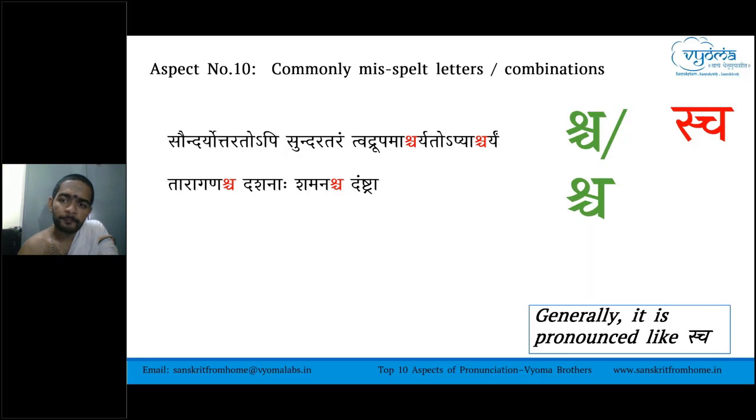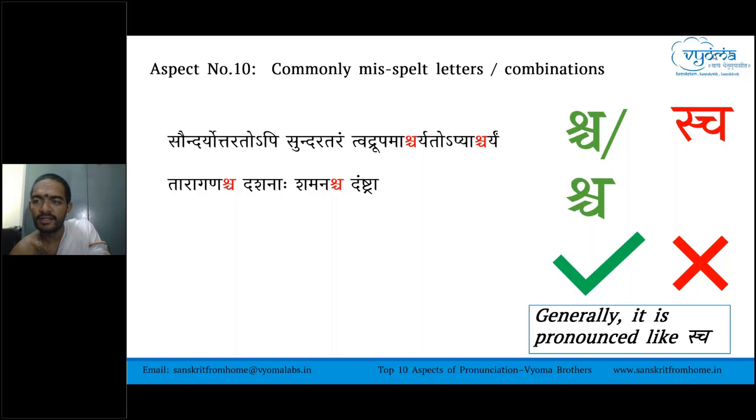And commonly mispronounced letters are cha. Cha is usually pronounced as cha with the sakara. It should be sha. Shankara, sha with chakara. For example, this line. Saundaryottaratopi sundarataram twadrupam ascharyato-pyascharyam. Shakara with chakara. Ascharya, when we say it, it's not ascharya, ascharya. Ascharyato-pyascharyam. Taraganascha shamanashadamstra. Shakara should be well heard. It should not become sa, which a lot of people do. So these are generally mispronounced words we are just seeing here.